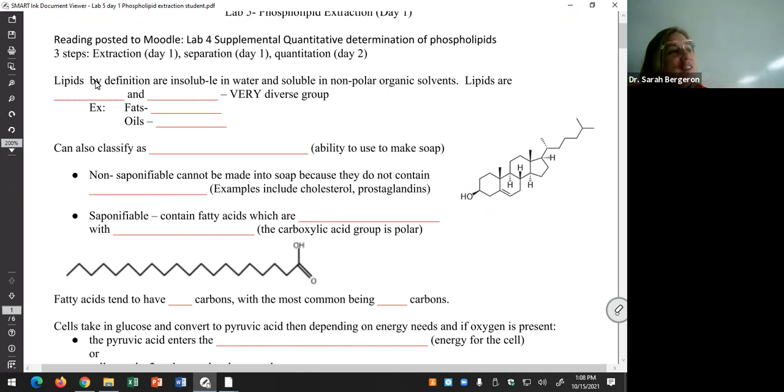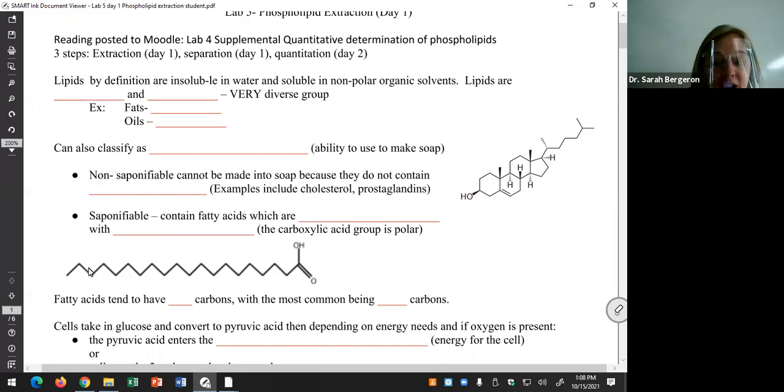So lipids are insoluble in water. Why are they insoluble in water generally? Part of them are very hydrophobic. So if you look down here, this is an example of a fatty acid, right? And lipids are composed of fatty acids. So what portion of this is insoluble?